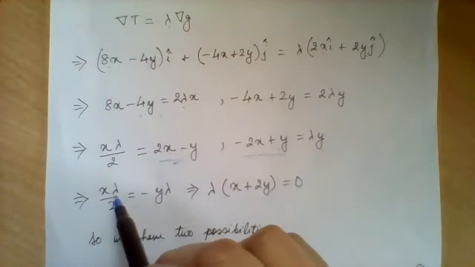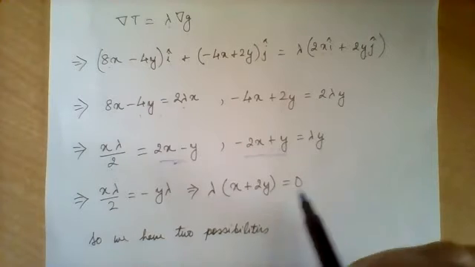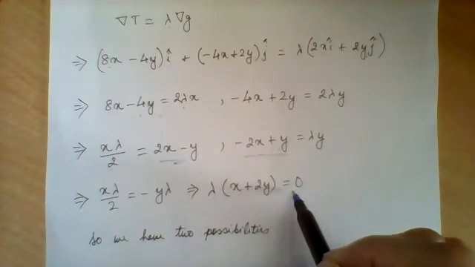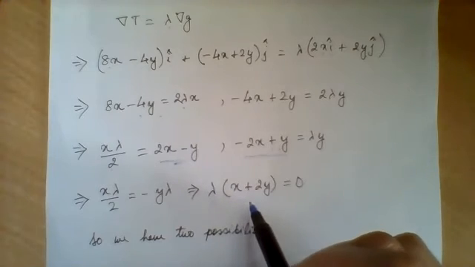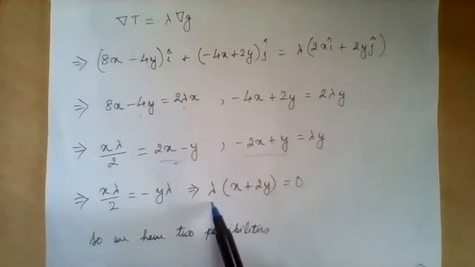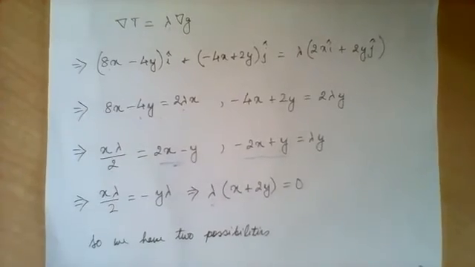From this, you take this to the left, you get lambda times (x plus twice y) equal to 0. So I have the product of two numbers equal to 0. That means either of the two numbers is 0. So there are two possibilities: either lambda is 0 or x plus twice y is 0. So let us consider the first case.